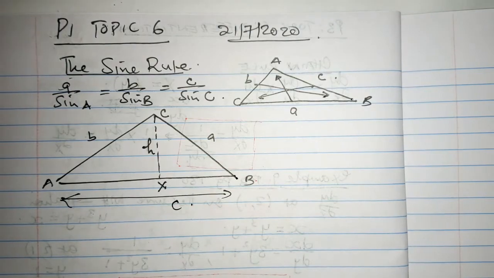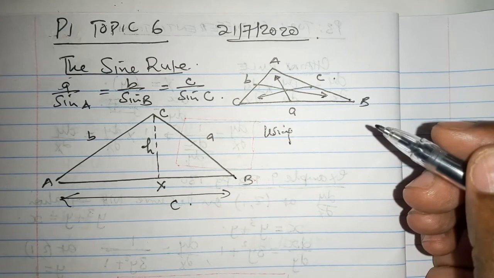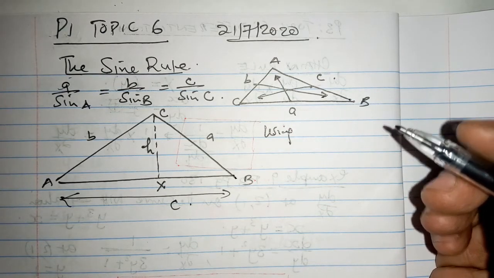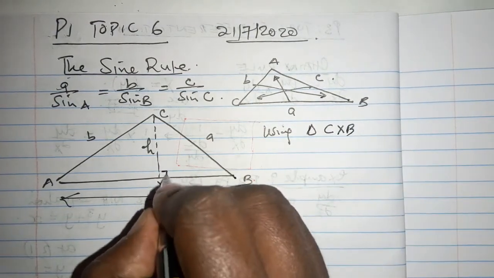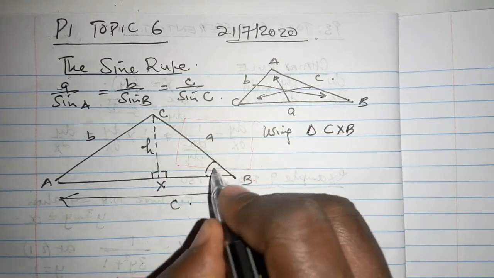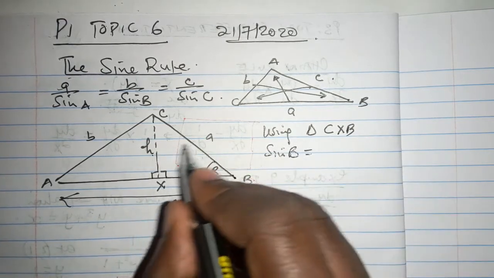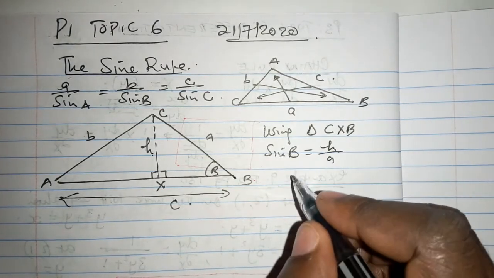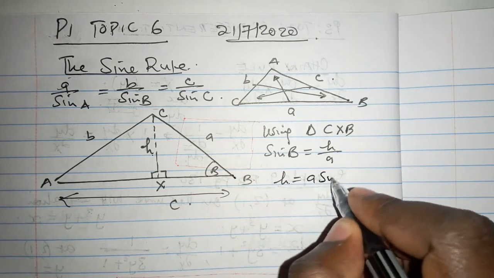We can say, of course, using triangle CXB, because it is a right angle there, we can say that the sine of angle B is opposite over hypotenuse, h over a. And from there, you can already make h the subject of the formula and say h equals a sine B.